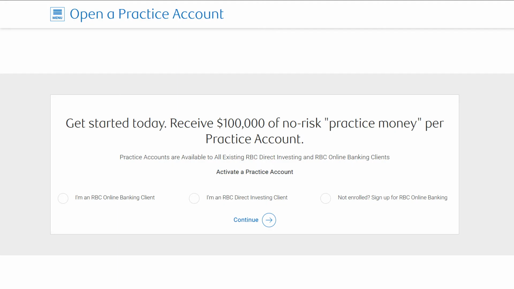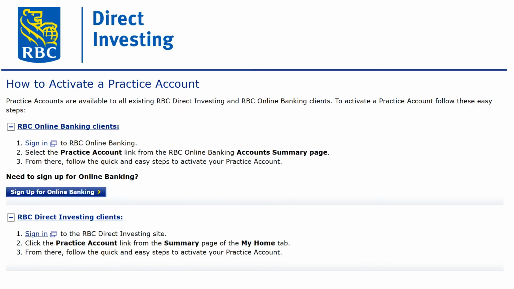Many brokers allow you to open a practice account, which allows you to trade during market hours without using real money and experience with up to $100,000 virtual money. For example, Royal Bank of Canada customers can easily and directly open an investment practice account through their online banking.